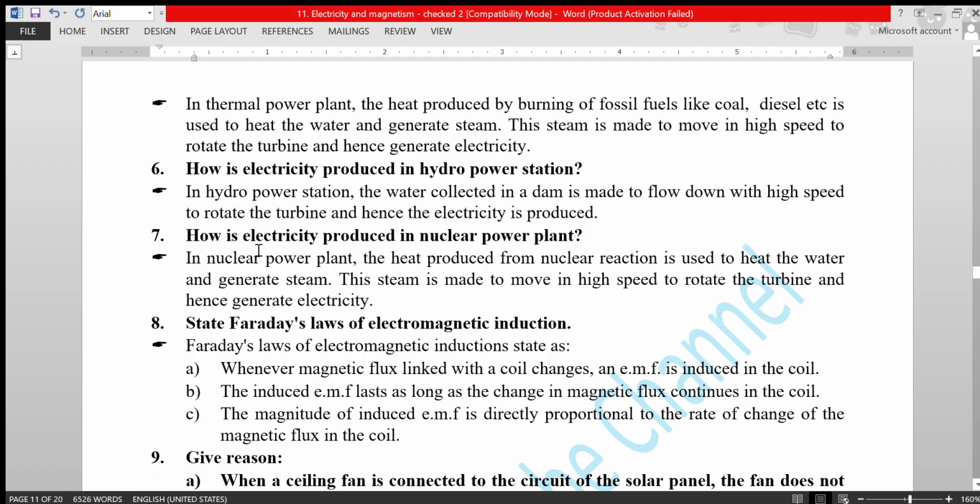How is electricity produced in a nuclear power plant? In a nuclear power plant, heat produced from nuclear reaction is used to heat the water and generate steam. This steam is made to move at high speed to rotate the turbine and hence generate electricity.